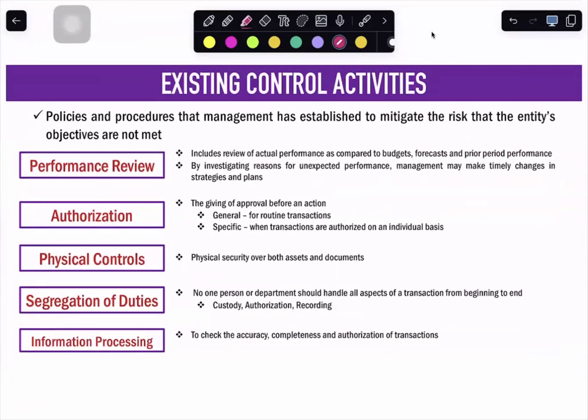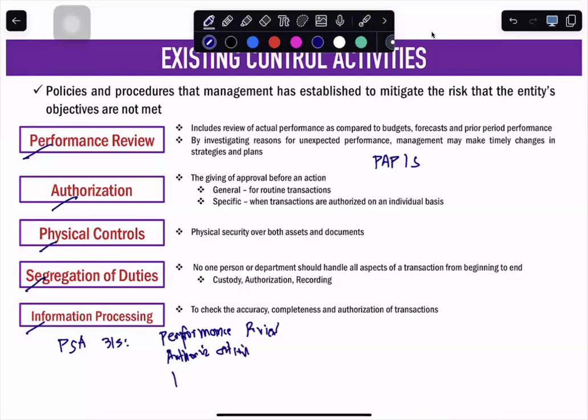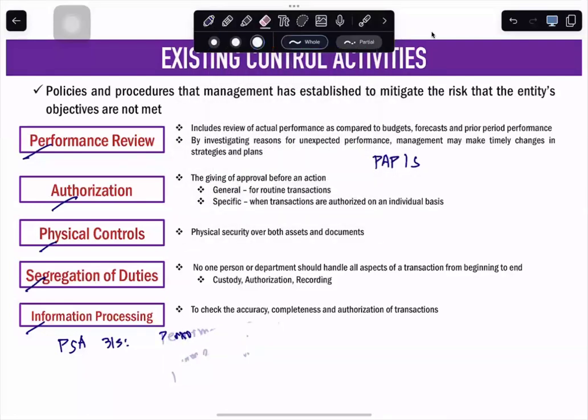Next, we have your existing control activities. Before we have your POPIs, okay, performance review, authorization, physical controls, information processing, and segregation of duties. But now under PSA 315, we only have your PARBs. We only have your PARBs.